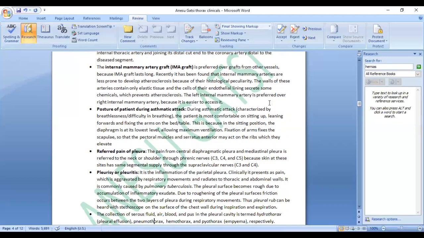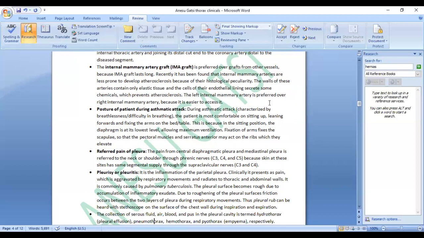Then when you have inflammation of the parietal pleura, that is pleurisy or pleuritis, this will present as pain which is aggravated by respiratory movements. Remember we say that the parietal pleura is sensitive to pain, touch, temperature, and pressure due to the fact that it's supplied by somatic nerves, as opposed to the visceral pleura, which is only sensitive to stretch because it is supplied by autonomic nerve fibers. So this pain may radiate to the thoracic and abdominal walls, and is common in tuberculosis disease, that is TB.